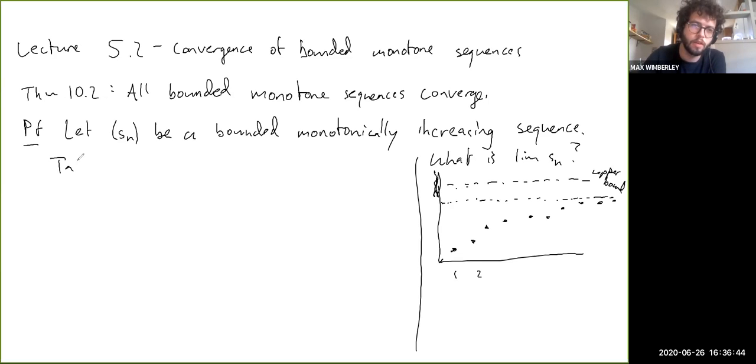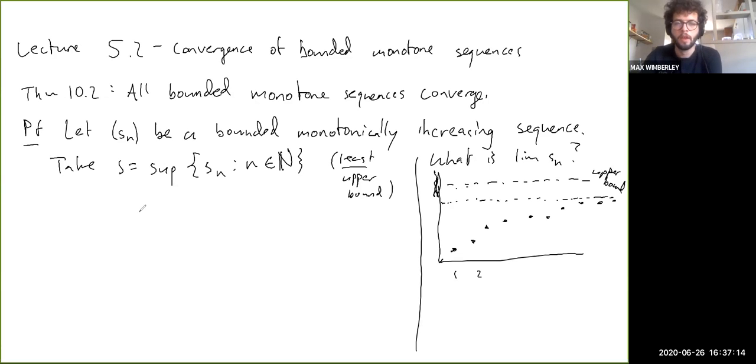So take S equals the supremum of Sn, not the absolute value. Sn for n in the natural numbers, or whatever indexing set it should be here, we're just taking the supremum of all the values. Remember, it's the least upper bound on the values of the sequence. Okay, so we can confidently pick this limit and expect the proof to work out somehow.